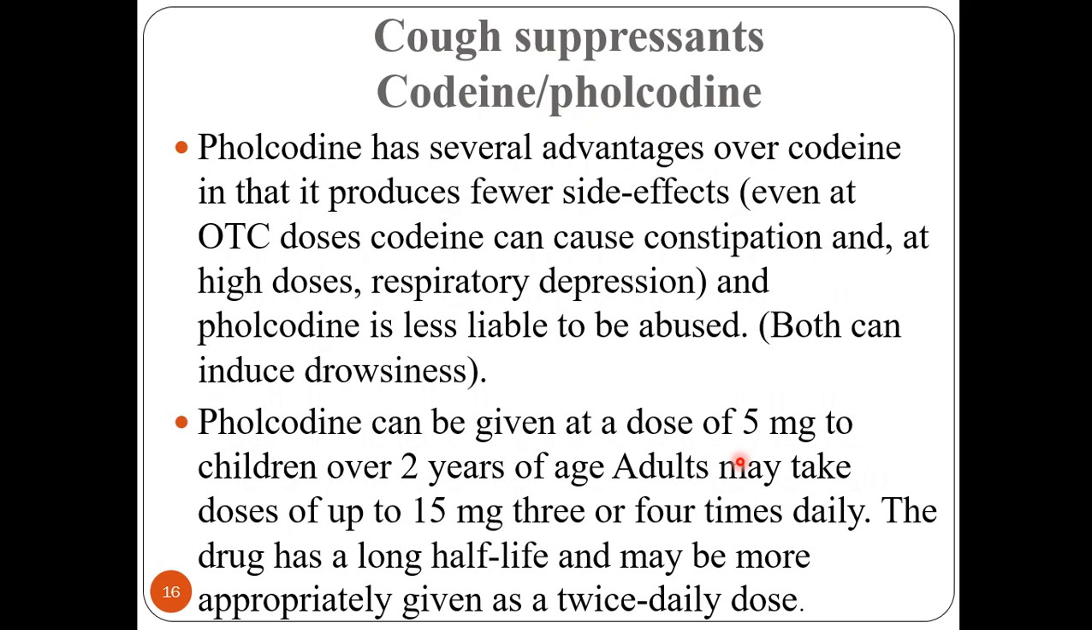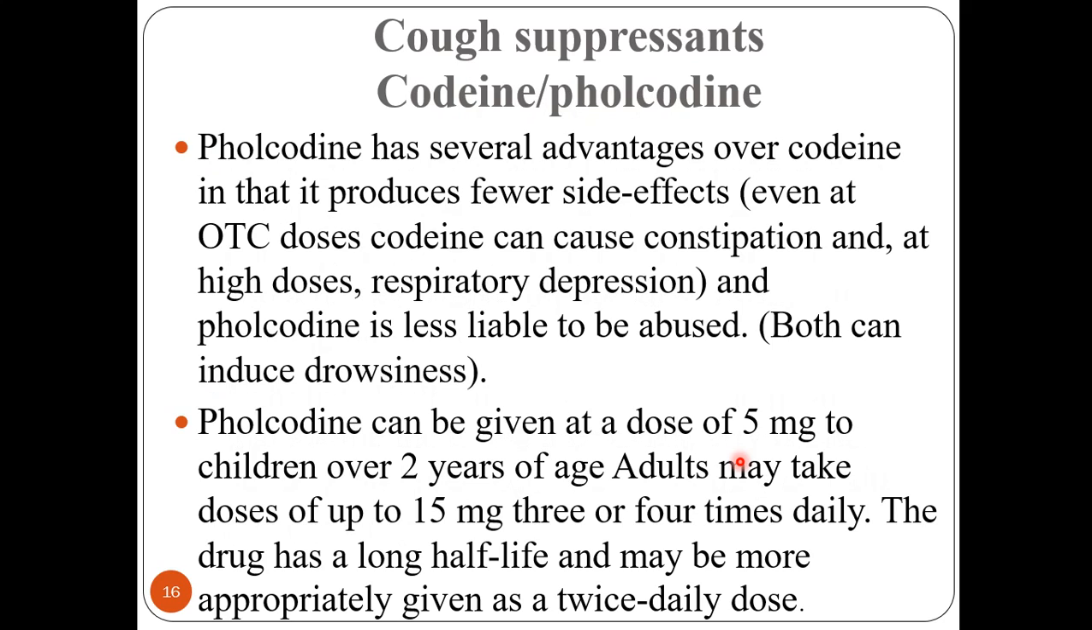Now we'll talk about the cough suppressants. Cough suppressants usually act centrally by suppressing the cough through a direct inhibiting effect on the medulla, inhibiting the cough center. We have codeine, pholcodine, and dextromethorphan. These are the three famous drugs used as cough suppressants, also called antitussive drugs.